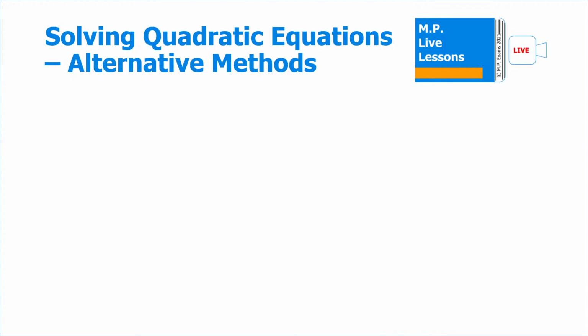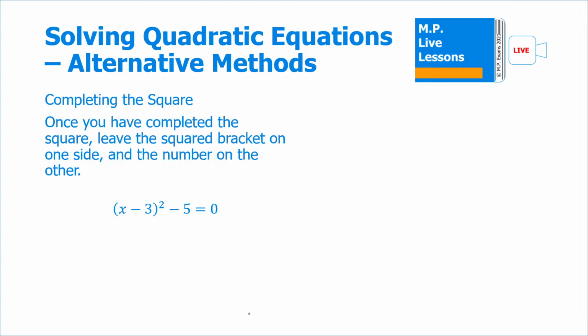Now, you have other alternative methods to solve quadratic equations. One of them is completing the square. Once you've completed the square, leave the squared bracket on the left and the number on the right. So you'll have x -3 on its own, squared, and that's equal to 5. So you'd square root both sides now. So you're left with x -3 equals the positive and negative square root of 5, then you'd add 3 to both sides. So you'd get 3 plus or minus the root of 5.